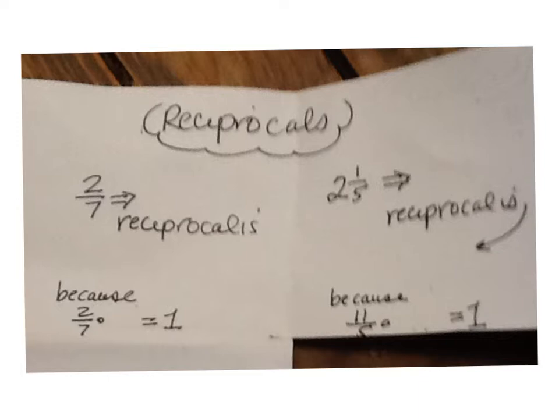So go ahead and stop the video and find these reciprocals, please. 2/7, the reciprocal is 7/2. Because 2/7 times 7/2 is 14 over 14, which is 1.